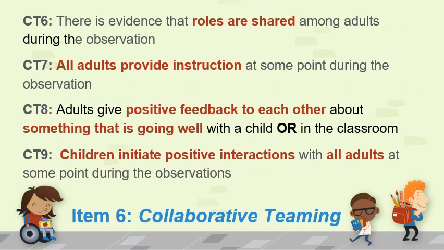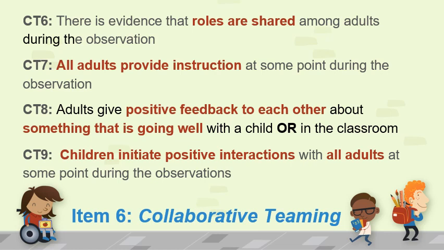The end indicators of item 6, collaborative teaming, are CT6. There is evidence that roles are shared among adults during the observation. Both the teacher and the teacher aide or teacher assistant have complementary roles. They're both leading, both cleaning, preparing, and both talking to families.